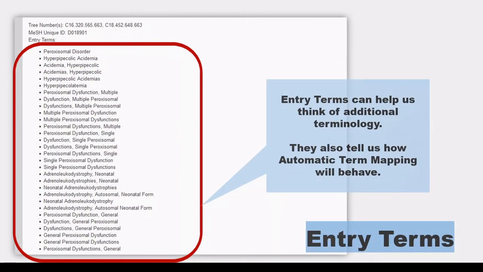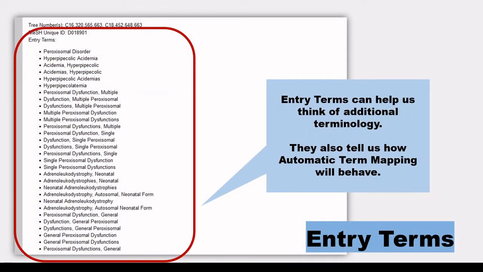The next section is entry terms. Entry terms can help us think of additional terminology, and we are welcome to add them in our search. But if we do, we need to add them manually. Entry terms also tell us how automatic term mapping will behave. If a PubMed searcher entered any of these terms in the PubMed search box, it is likely that it would map to this MeSH term. Automatic term mapping is unique to PubMed. When we enter search terms without quotes or field tags, the platform will attempt to map to relevant subject headings and keywords.